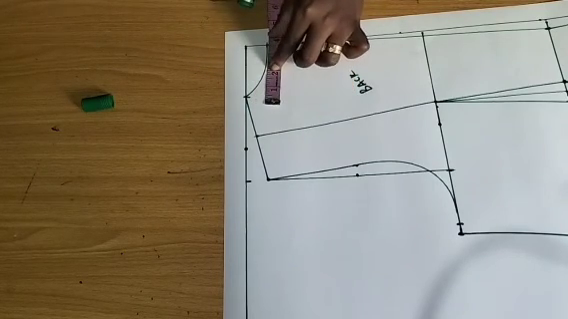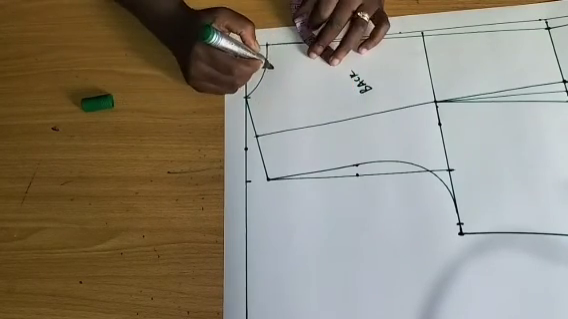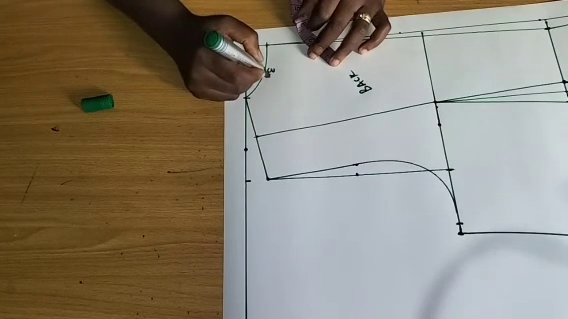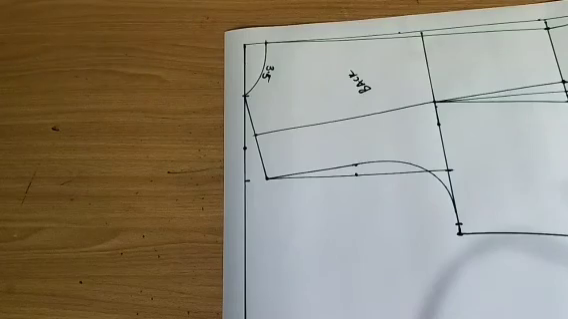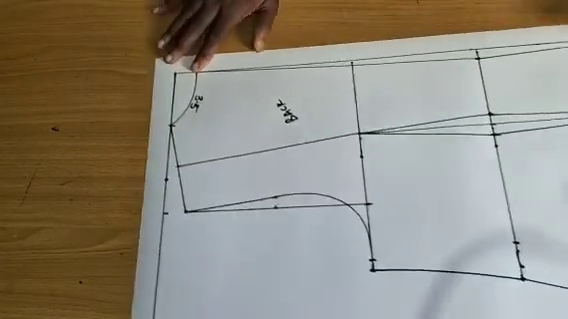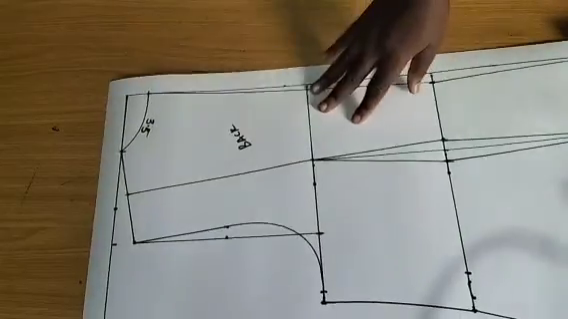Okay, so the front collar. So here I have 3.5. Okay, so that is 3.5. I'll just note it. So let me quickly cut out this jacket right now.